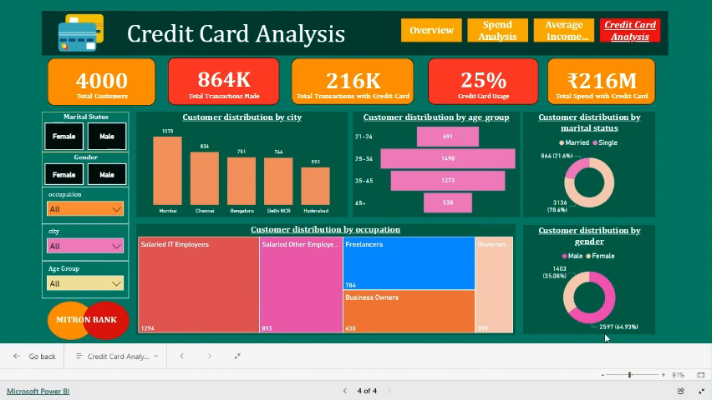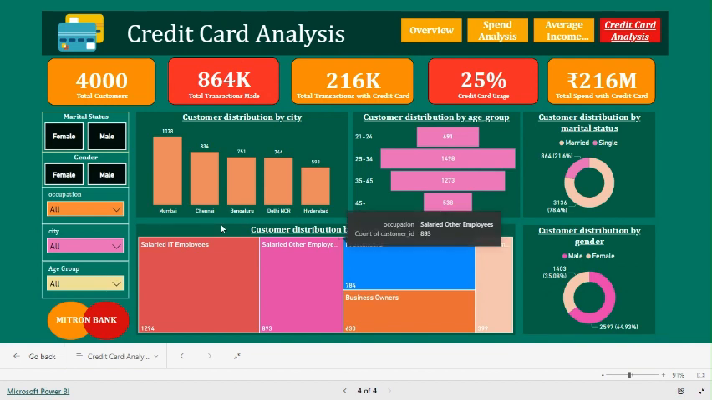Going by the gender, we saw that about 64.93% of customers are male, which constitutes about 2,597 male customers associated with the bank, while female customers constitute about 35.08% of all the customers, which accounts for 1,403 female customers of the bank.